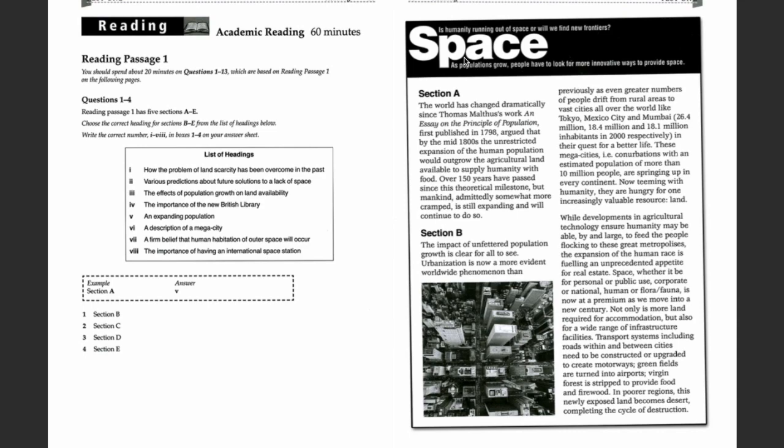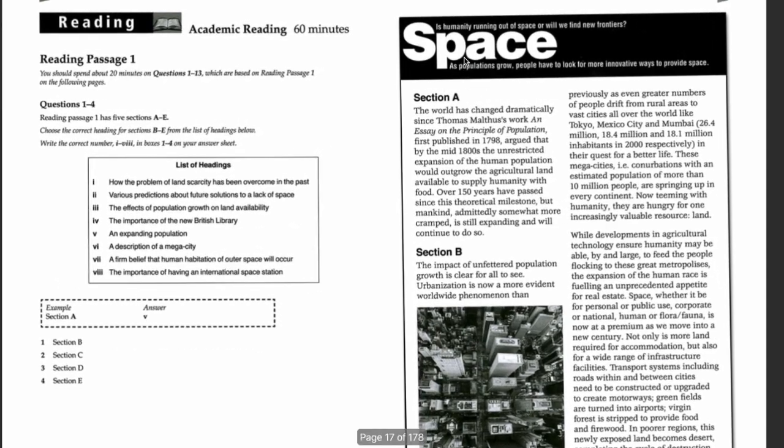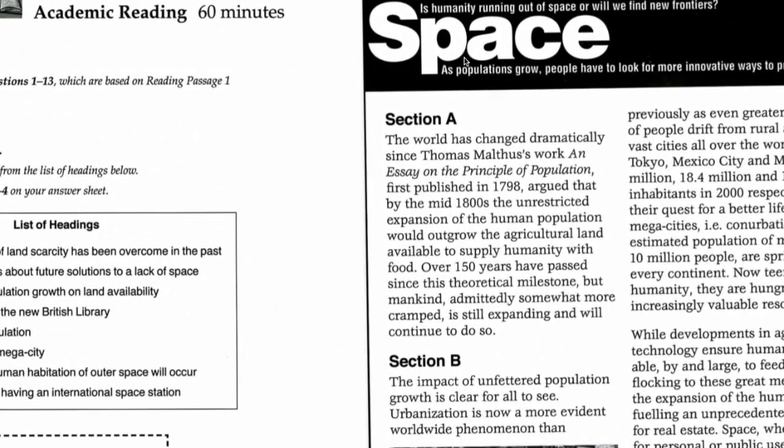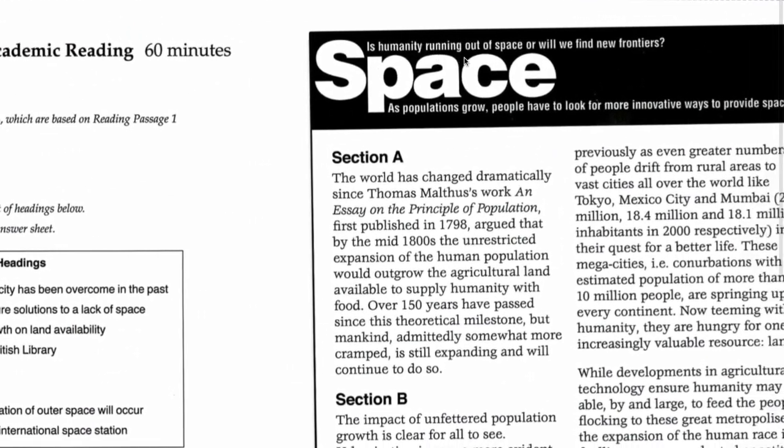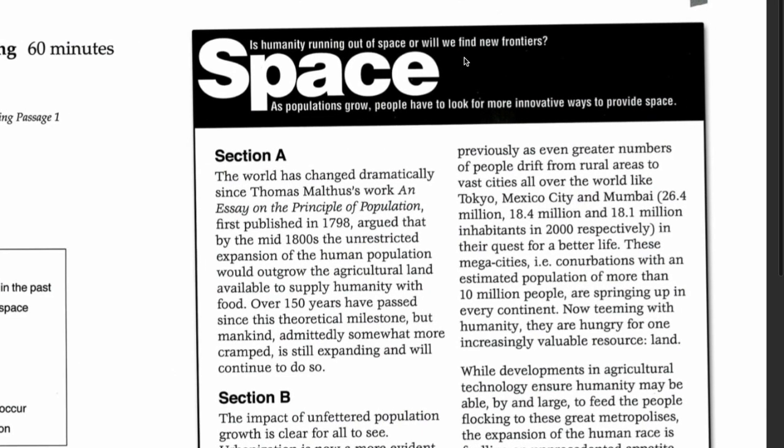The first and foremost thing to be kept in mind while doing reading is that whenever you start a passage, you should read the title very carefully. Title outlines the brief idea of the section. As you can read, the title is: Humanity running out of space, or will we find new frontiers?